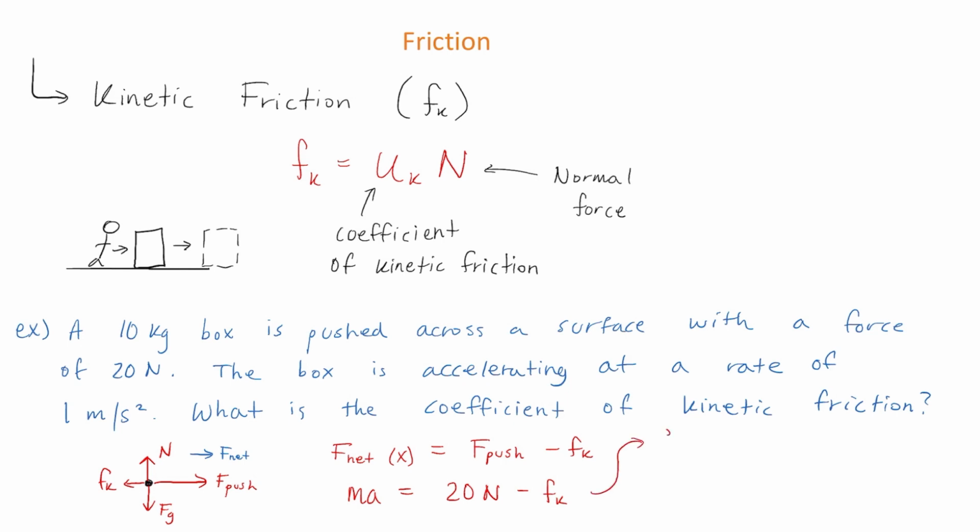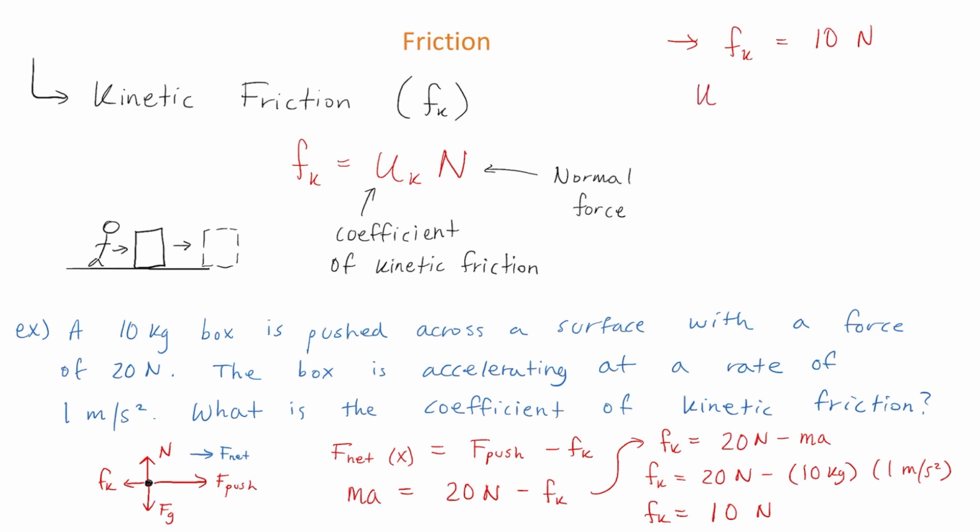Now all we have to do is rearrange and isolate for the kinetic friction, and then plug in our values for the box's mass and its acceleration, and we find that the kinetic friction force is equal to 10 newtons. Now we know that kinetic friction is equal to mu k times N. We are solving for the coefficient of kinetic friction, which means we need to determine the normal force.